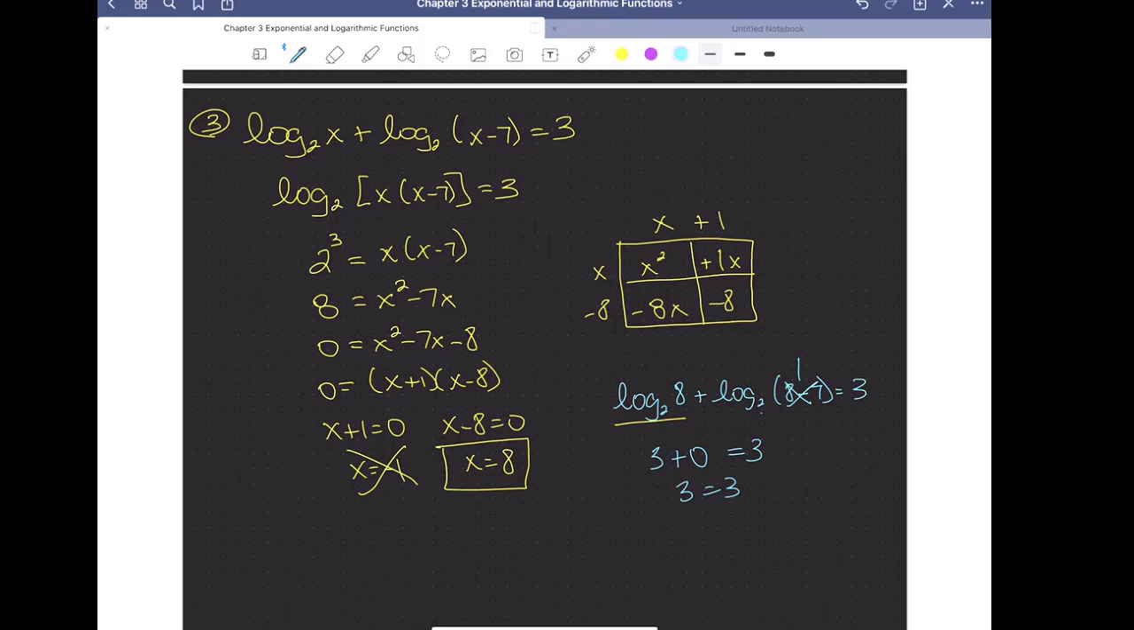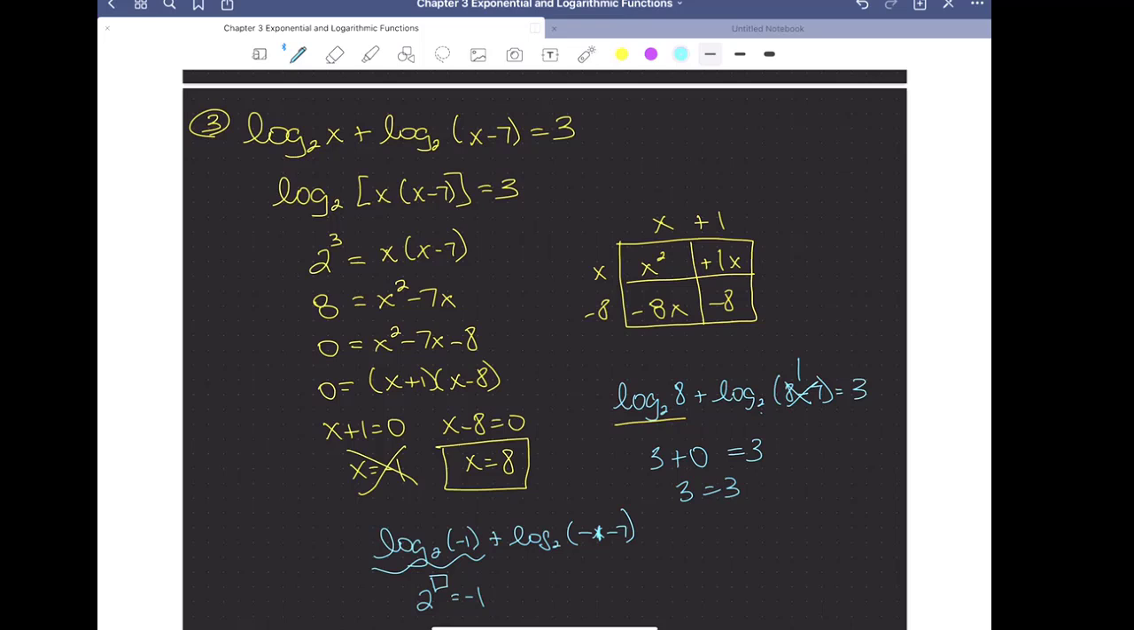If I try that with the negative 1, I would have log base 2 of negative 1 plus log base 2 of negative 1 minus 7. Looking at this part, my base is 2, so 2 to what exponent is going to equal negative 1? It's not going to happen. That's why we can't use those negative numbers. We can't have negative logs, so we're just going to have x equals 8. Not bad? You thought you were done with quadratics, didn't you? They just keep coming back to haunt you.